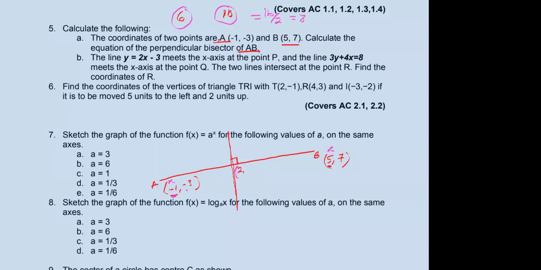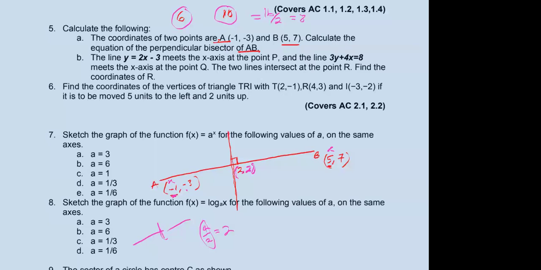So -1 plus 5 gives 4, and -3 plus 7 gives 4. Then you divide those by 2. So that's the midpoint. 4 divided by 2 gives you 2. You have to divide by 2 when you add them together, because you're finding the midpoint. Can you see I've got the midpoint for the coordinates now?